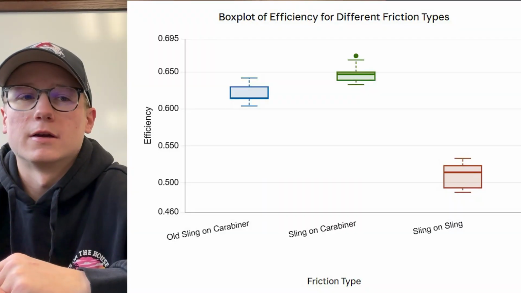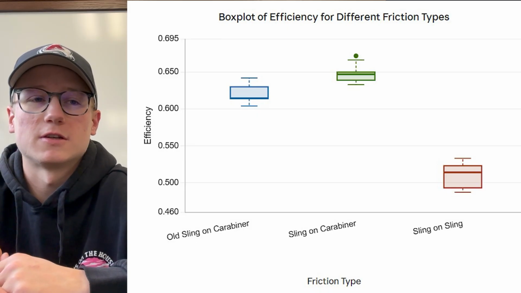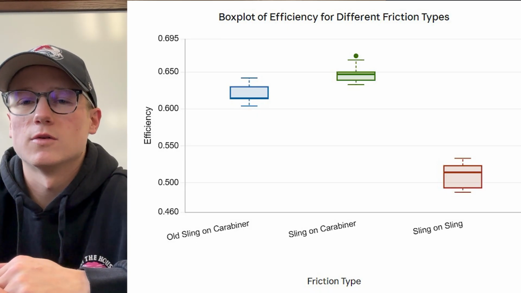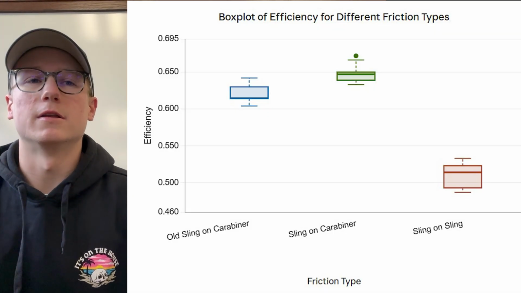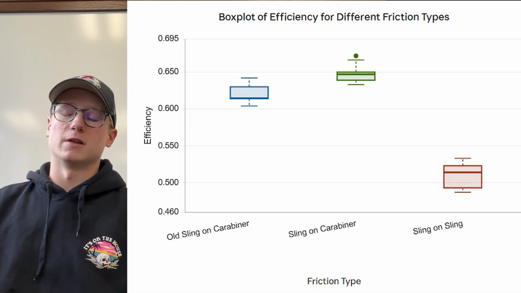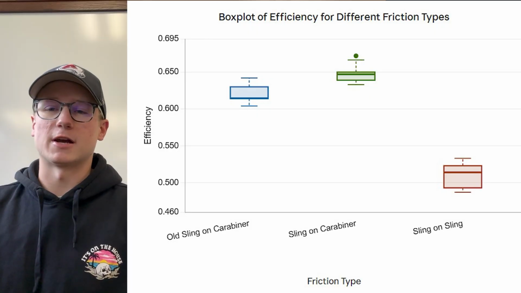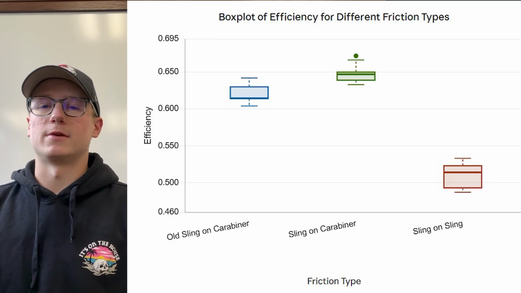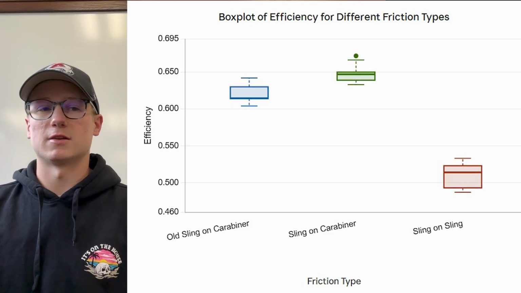Alrighty, so now that we've done our 10 tests for the new sling on carabiner, old sling on carabiner, and the sling on sling, we have our data up here, and as you can see, the efficiency loss for the new sling was about 65%. The old sling was about 62%, and then the sling on sling was 51%. And for a little comparison here, a micro traction through a rope is about a 90% value, and a rope through a carabiner is about 60%. So this is kind of interesting.